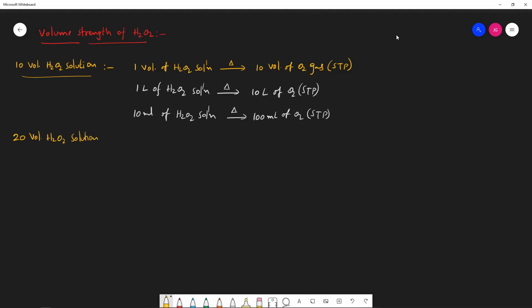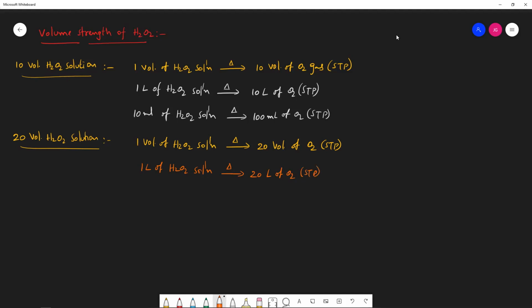what do you have to understand out of this 20 volume strength H2O2 solution? It is clear that if you take 1 volume of H2O2 solution, this upon heating produces 20 volume of oxygen gas at STP conditions. As an example, if you take 1 liter of H2O2 solution, this upon heating produces 20 liter of O2 at STP conditions.